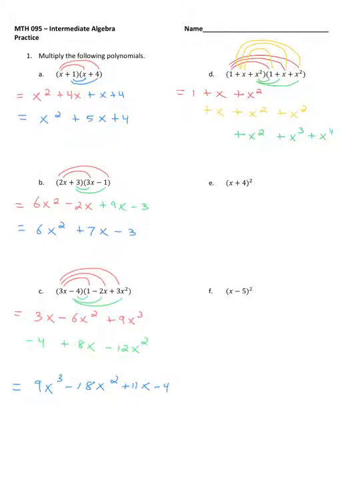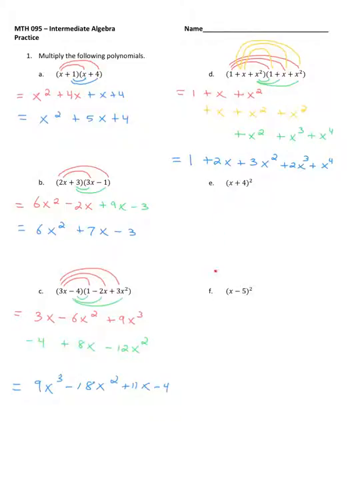So I purposefully lined it up this time so I can just add all the like terms together. There's only one 1. There are 2 x's. There are 3 x squareds. There are 2 x cubed, and only 1 x to the 4th. And that's my final answer.